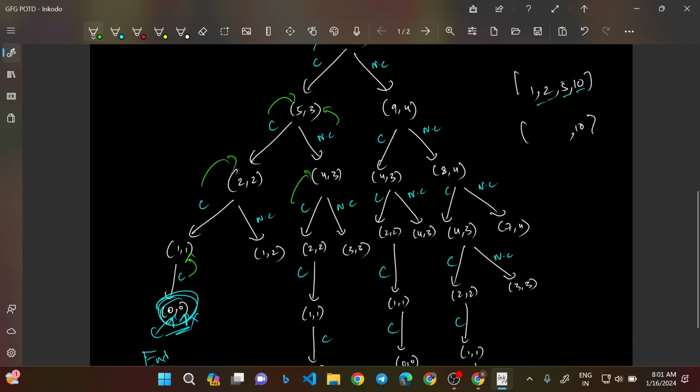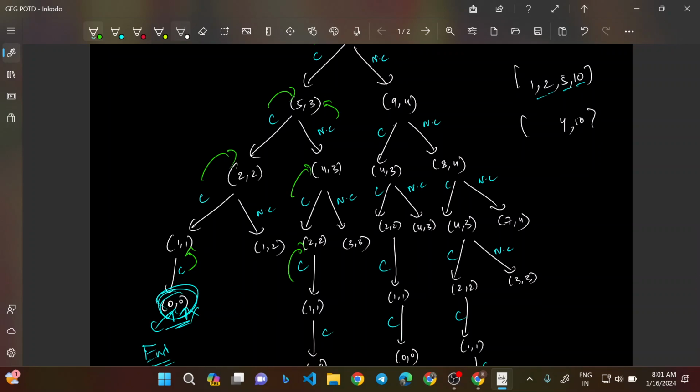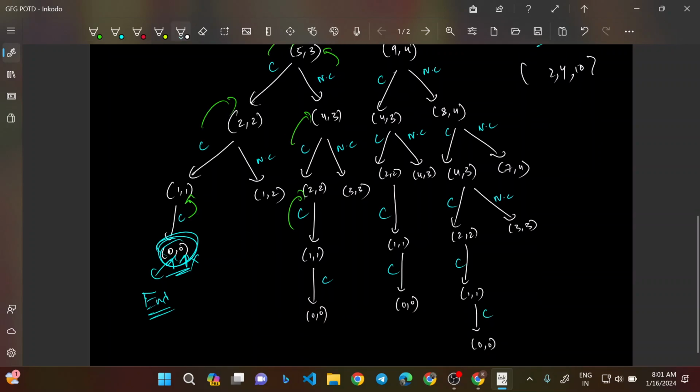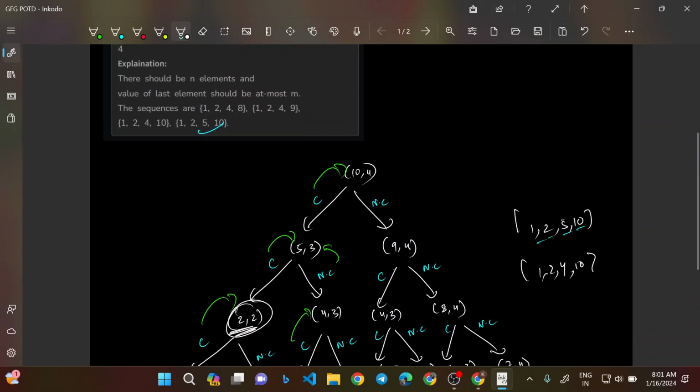Let us assume I'm considering 4. In that case, I'll be putting 4. If I consider 4, what are the things that I can consider? I'll consider 2, because 4 by 2 is 2, so I can consider 2. So I'll be going to 2 here, and again, we have come to the same point: 2 comma 2, the same thing we have evaluated here. So here 1 comma 1, and then 0 comma 0. So I'll again be putting 1 comma 1, right? The same sequence, 1, 2, 4, 10, the same thing we have.